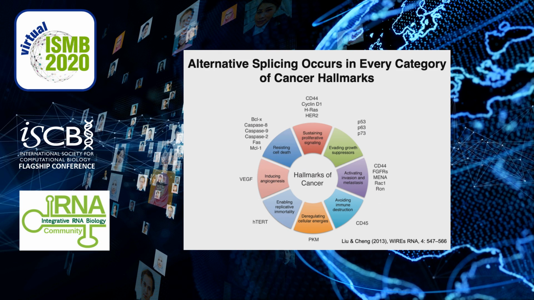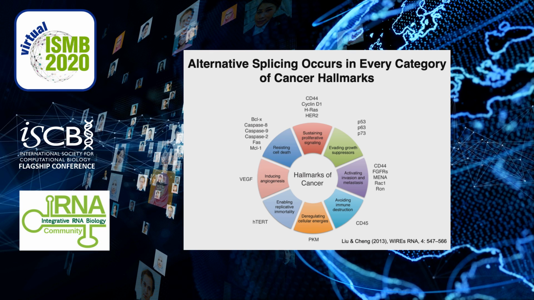Well, it's not only about numbers, but also about functional significance. Alternative splicing has been reported to occur in genes in every category of cancer hallmarks. As shown in this diagram below, there is alternative splicing involved in the gene called CD45, which is related to avoiding immune destruction. Similarly, alternative splicing has been reported in genes involved in evading growth suppressors, resisting cell death, and so on. And this is simply based on a review back in 2013.